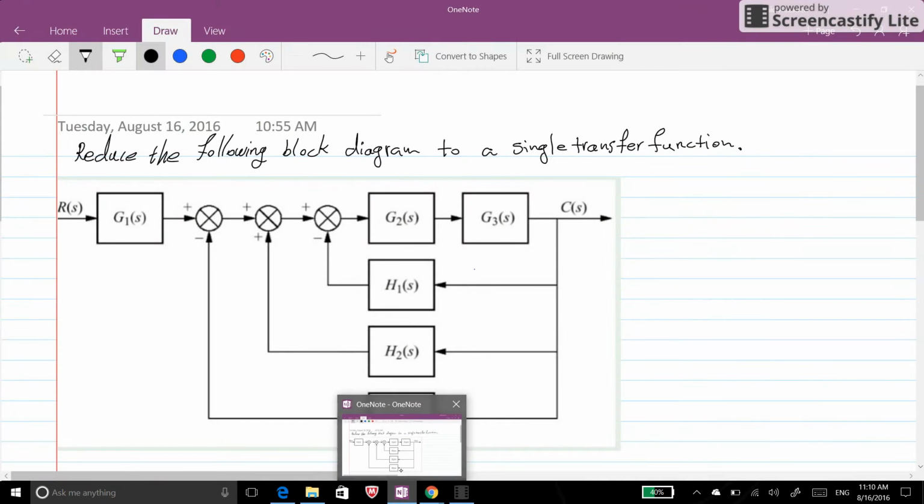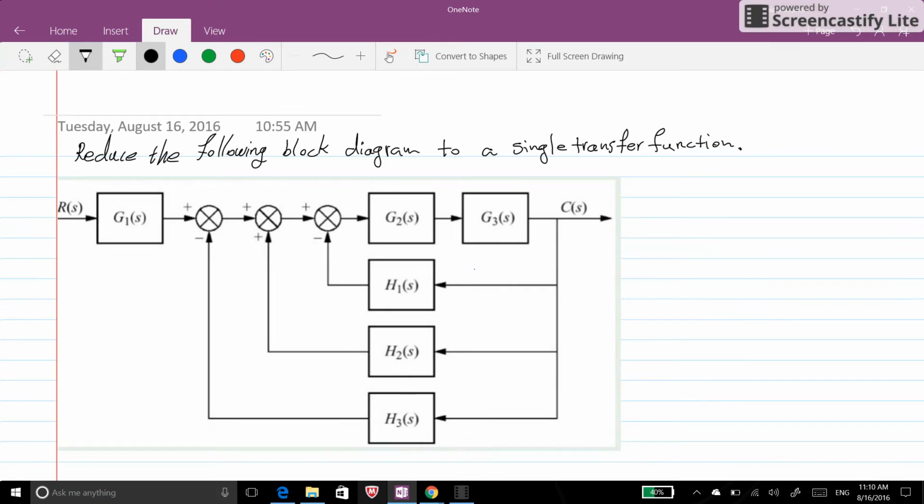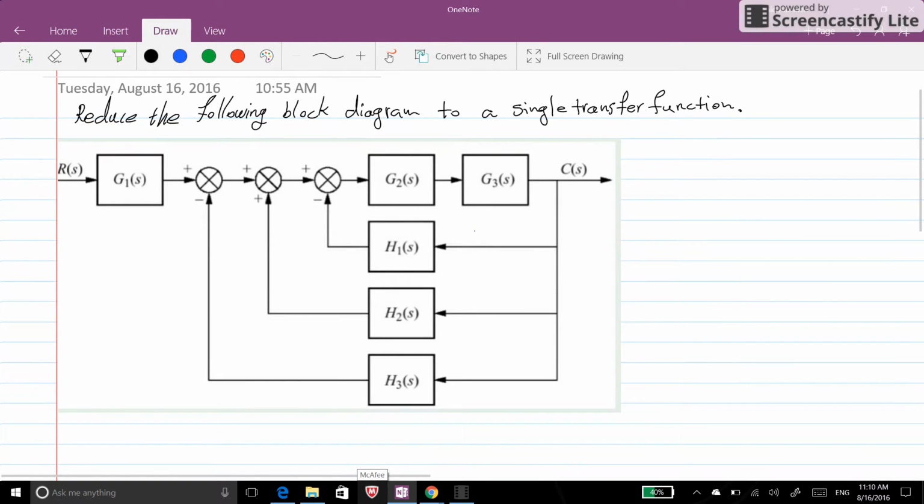Hi everyone. So in this video, I'm going to show you a very simple example of reducing the block diagram systems to a single transfer function. Here we are provided with the block diagram system in which we have 1, 2, 3, 4, 5, 6 blocks. Each of them is a transfer function, and the aim is to find the equivalent single transfer function from R here to C here as the output. And in this short video, I will explain how we can do it.